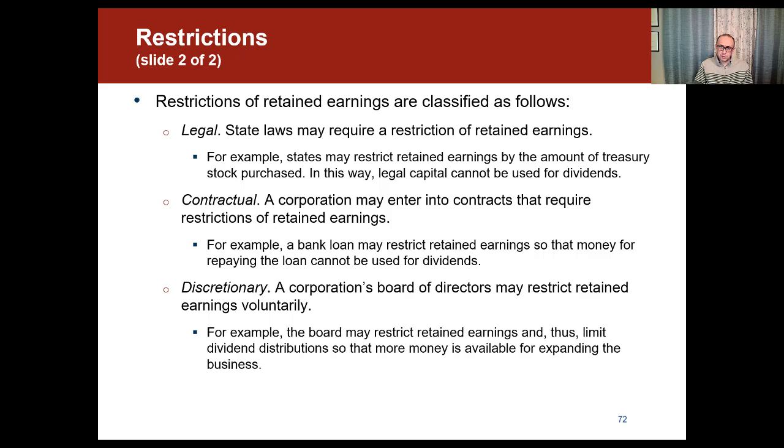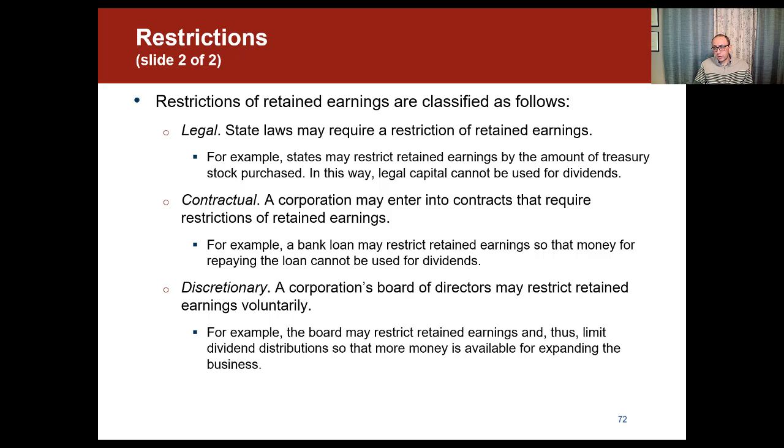Another reason for restrictions of retained earnings could be contractual, based on an agreement. A corporation may enter into contracts that require restrictions of retained earnings. For example, a bank loan may restrict retained earnings so that money for repaying the loan cannot be used for dividends. And then it could be discretionary.